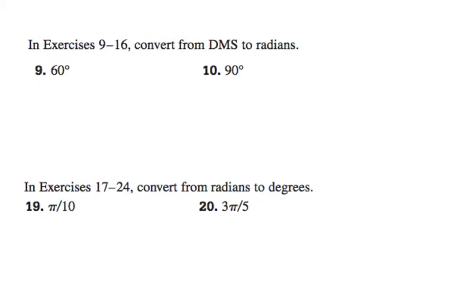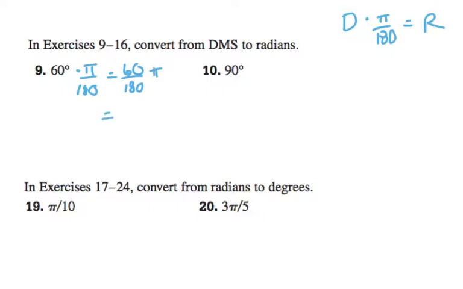Alright. Now we're going to convert from degrees, minutes, and seconds into radians. Alright, degrees into radians. So in order to do this, we take our degrees and multiply by pi over 180, and that's going to equal our radians. So I'm going to multiply this by pi over 180, which really just tells me that I have 60 over 180 and then a pi tacked onto it. And 60 over 180 is a third.